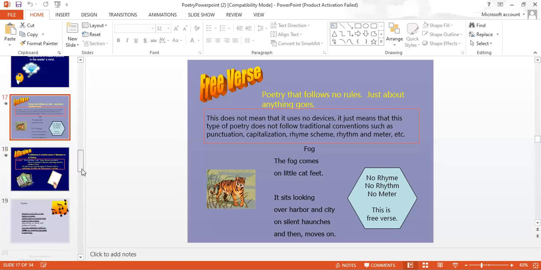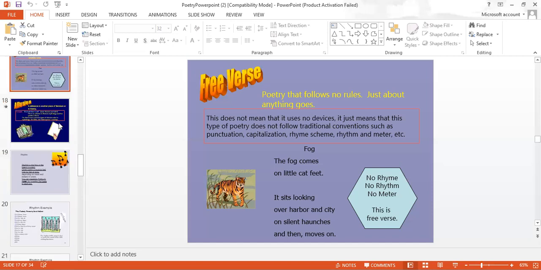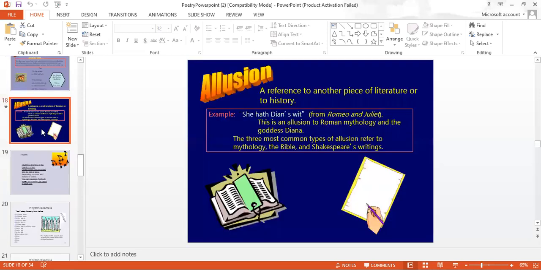And then another thing that we would want to talk about in this lesson is allusion. An allusion is a reference to another piece of literature or to history, right? For example, "she has Diana's wig" from Romeo and Juliet, whereby you quote some things from other texts, from other literature pieces, maybe from other books, from other history books or things like that. That's what we refer to as an allusion.